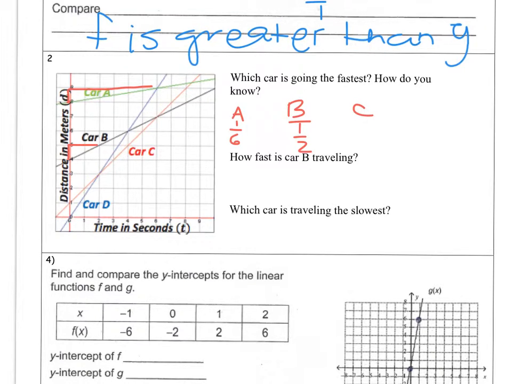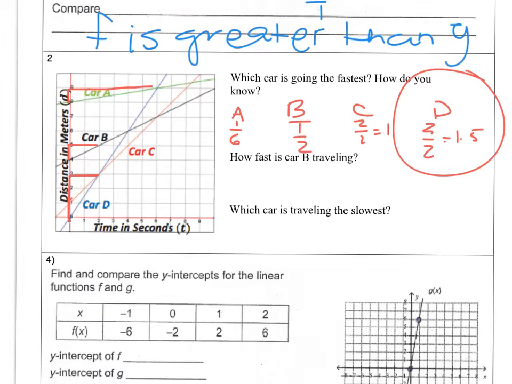Okay, car C. Car C is the red line, and that's going up 2 over 2. That's 2 over 2, which is 1. And car D is going up 1, 2, 3 over 2. 3 over 2, which is 1.5. So D is traveling the fastest.